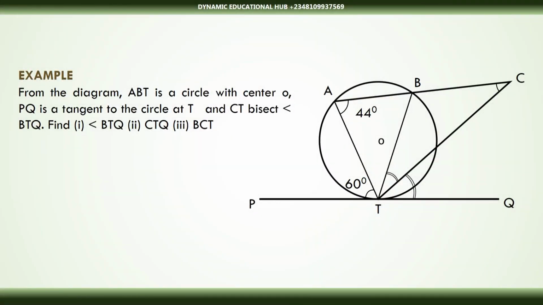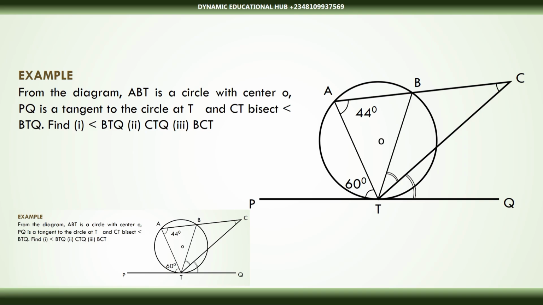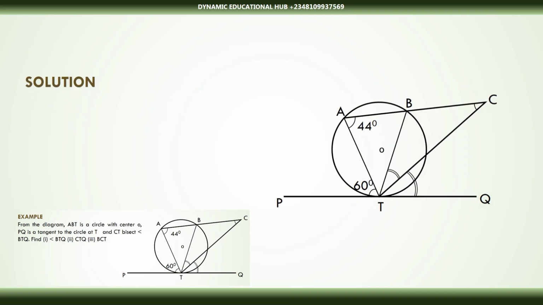This is the first question we are going to solve. From the diagram, ABT is a circle with center O, PQ is a tangent to the circle at T, and CT bisects BTQ. Find I, angle BTQ, II, angle CTQ, and III, angle BCT. To solve that, let's have our question.